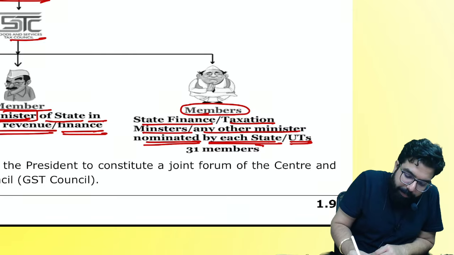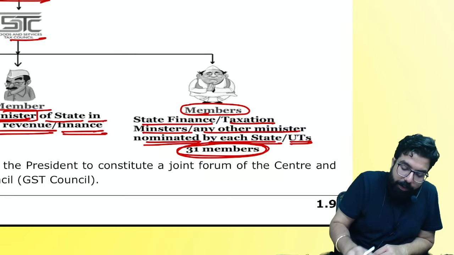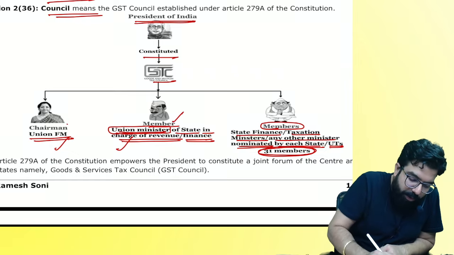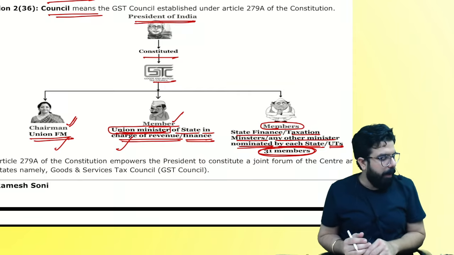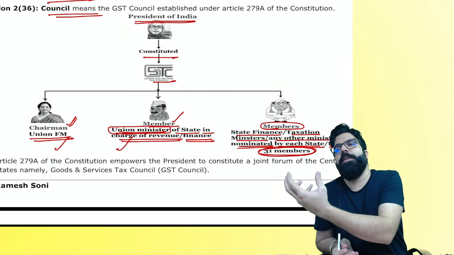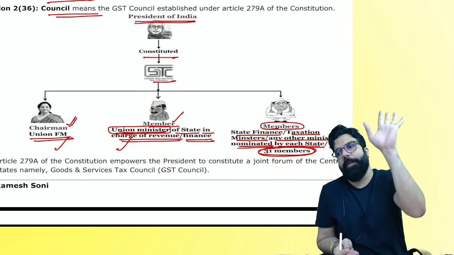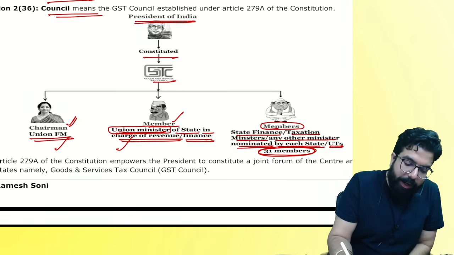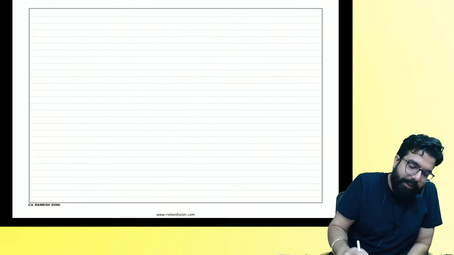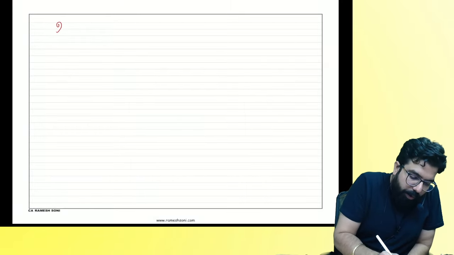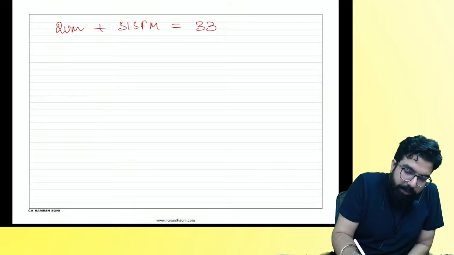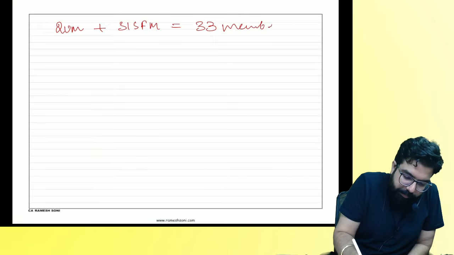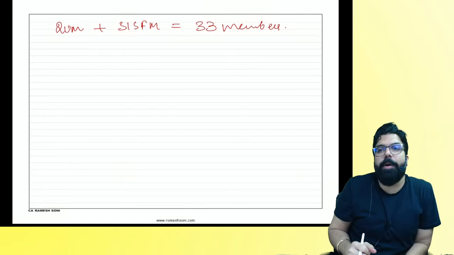But can you tell me how many states are there as of now? 31. Why are UTs' members not there? Because the union government's members, the central government's members, are already there. And UT means union territory, which is run by the central government. Are we clear, everyone? So how many members are there in the GST council? Two union members plus 31 state finance ministers, how many members do we have? 33 members. Is my point clear to all?